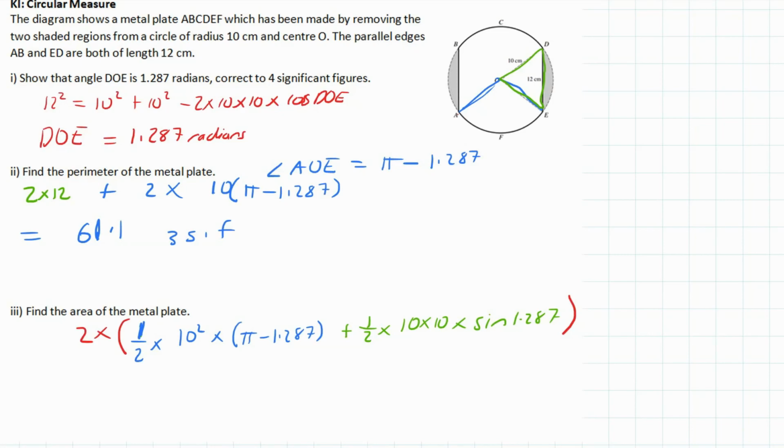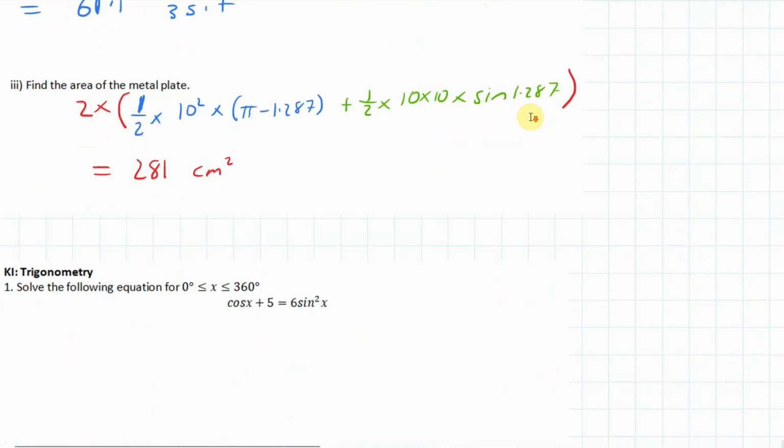So if we plug this into the calculator, let's see what we get. 0.5 times 100 times (pi minus 1.287) plus 0.5 times 100 times sine 1.287. I times it by 2. I'm getting 281 to 3 significant figures. Okay, there we go.